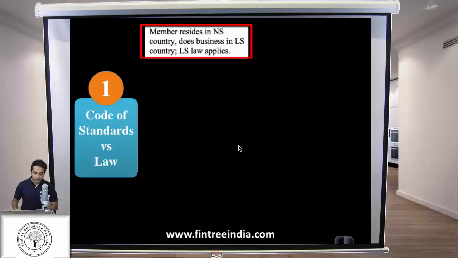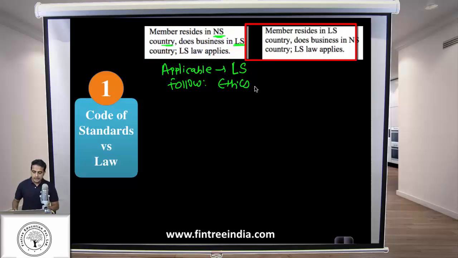Now, first scenario. I want you guys to tell me what is applicable here. It says the member resides in NS. NS is no laws. So he's saying in an NS country, he's doing business in LS. LS means less strict. LS applies. So the question has explicitly given us that LS applies. But what should we follow? We should follow ethics, because ethics is stricter than LS. Are you following this?